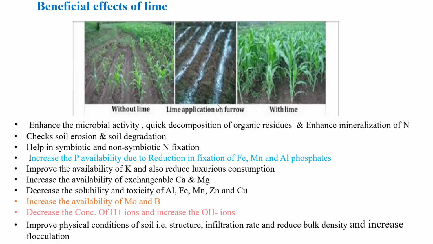Here you can see the diagram where lime is added to the acid soil. Here the diagram depicts the lime. Here the lime is not added. Here the lime is applied in the furrows, and here the effect is seen. So there is proper growth and yield of the crops by the application of lime in the acid soil.